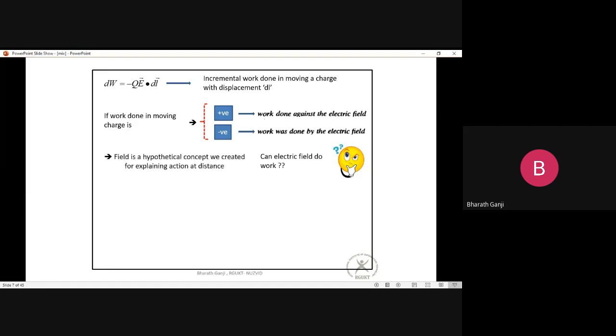So, because field is usually a hypothetical concept which we created to explain the action at a distance. ప్రతి చార్జ్ చుట్టూరా ఒక ఫోర్స్ ఫీల్డ్ లాంటిది, పర్ యూనిట్ చార్జ్ ఫీల్డ్ ఒకటి ఉంటుంది అని అనుకున్నాం. అయితే ఈ ఫీల్డ్ వర్క్ కూడా చేయగలదా అంటే, yeah, it can do, because it is a force field, it can actually apply force and it can move things.